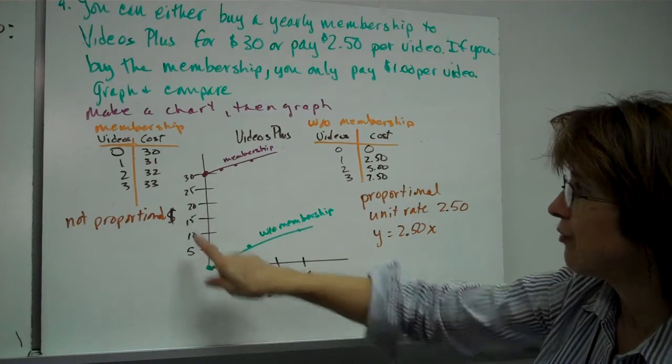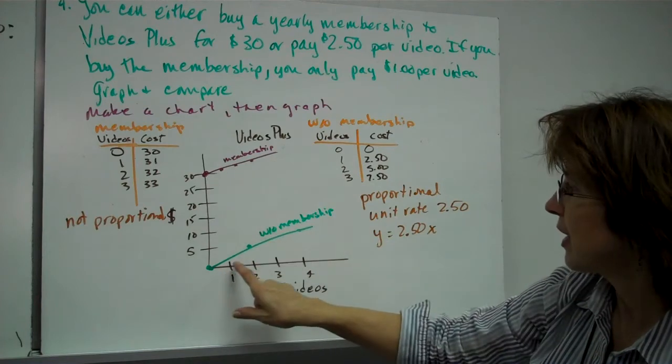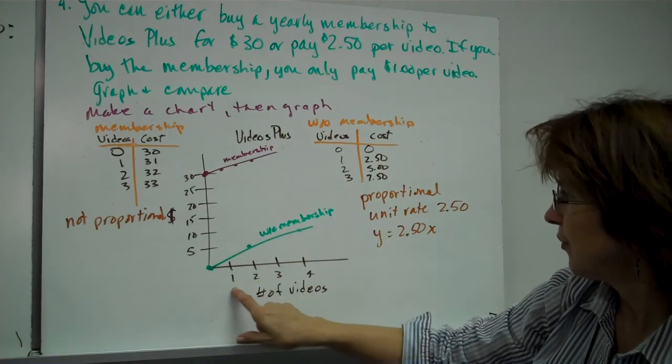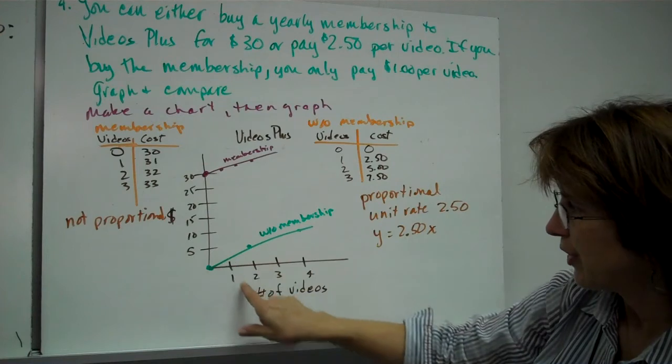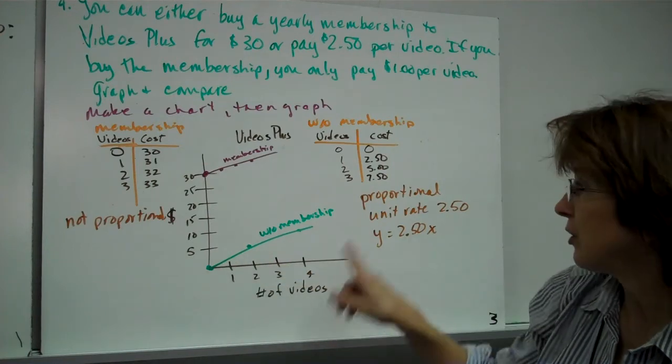And you just simply start, well, for no videos, I have to pay $30, and it goes up by 1. And this one is without the membership. So one video, I paid $2.50, which is probably somewhere in there, and then 2, I paid $5, and on like that. Which one's proportional? Well, clearly this one is.